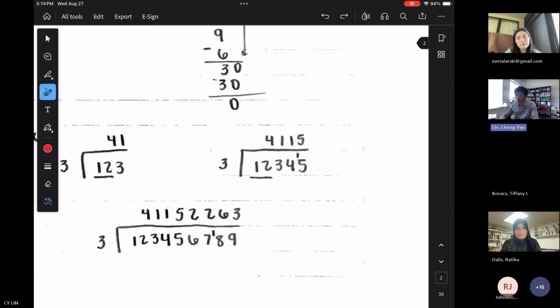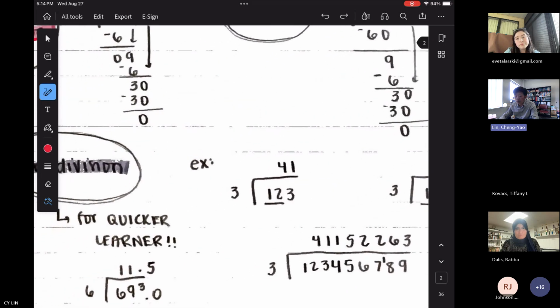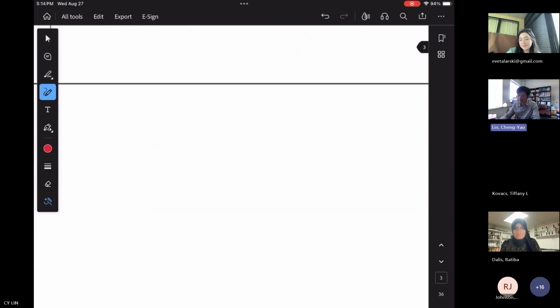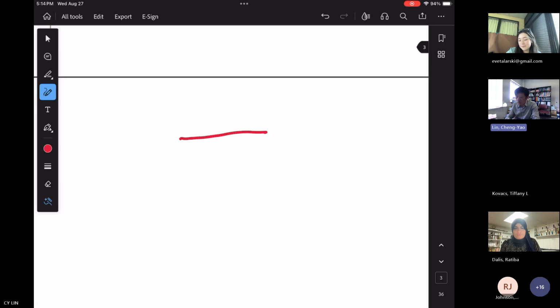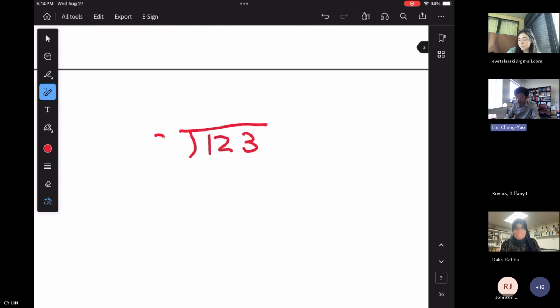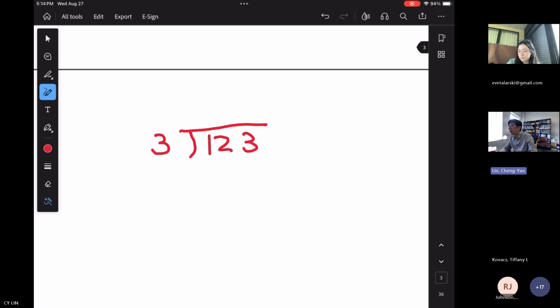How about in the classroom we have a quick learner? Now the quick learner can do the quick learner way, right? Like you guys are college students, and you deserve a quick learner way, right? So I think that's why I'm going to introduce this for you. Again, I'm going to start with whole numbers, and then we can go back to decimals.